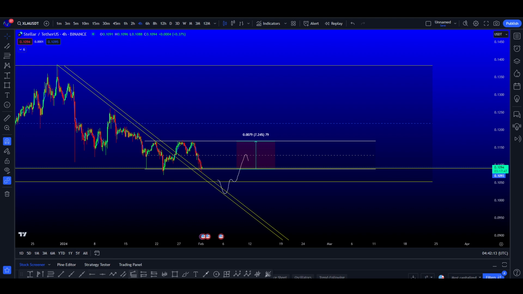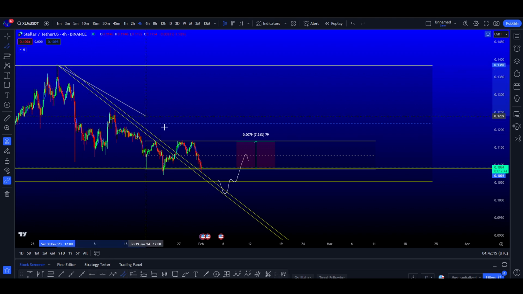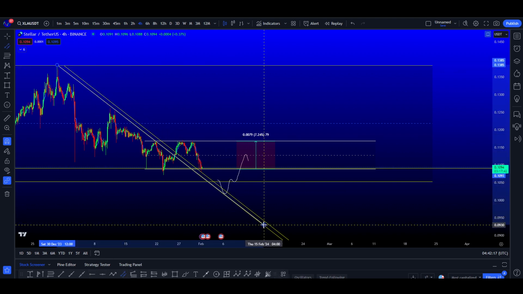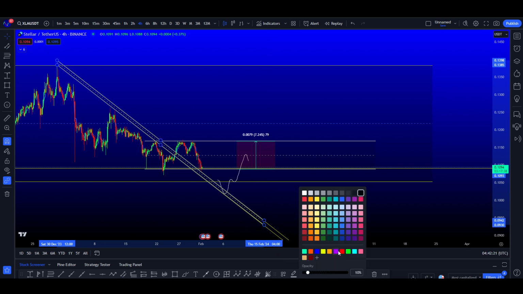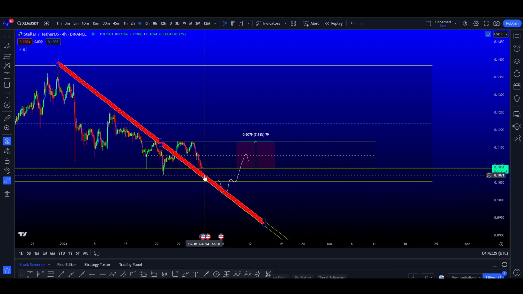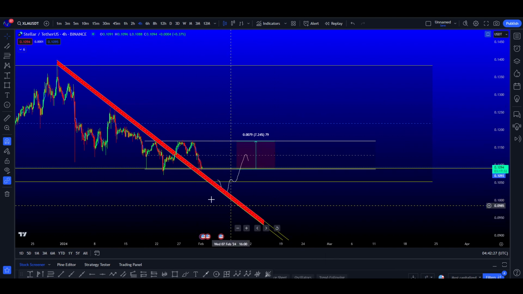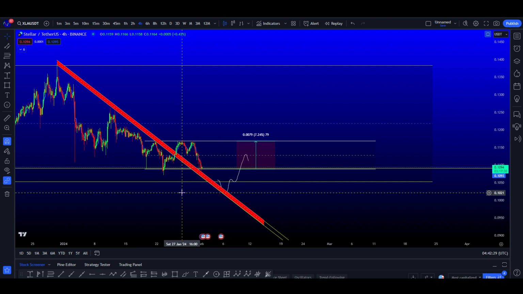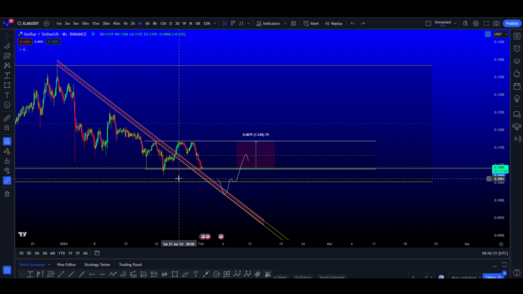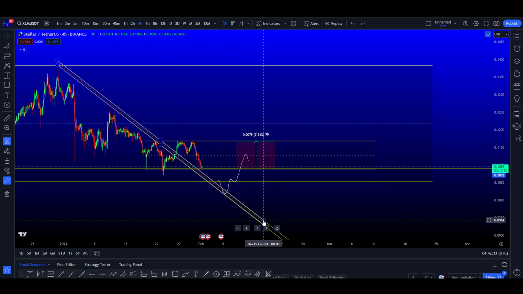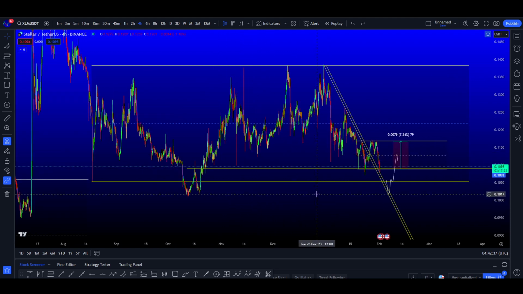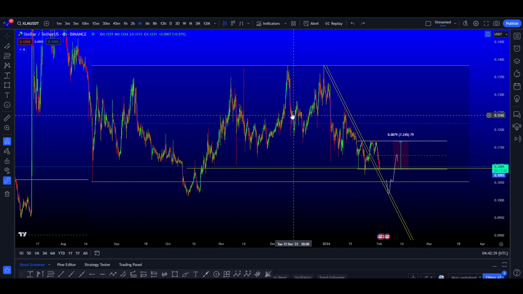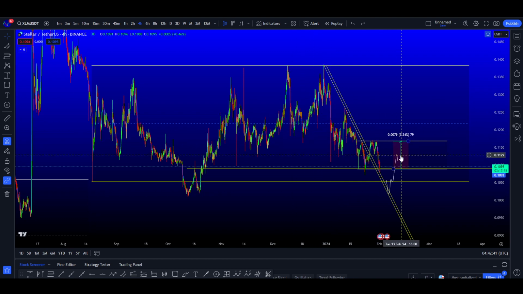Now, if you want to get a little fancy on your parallel channels, you can always do this. And then you can just color in the middle, increase your brightness, and then there's your zone, right? That's your zone, just like that. Let's put it back to normal here. So yeah, I am more bullish than bearish on XLM at the moment.